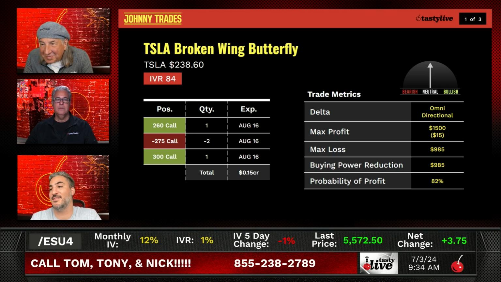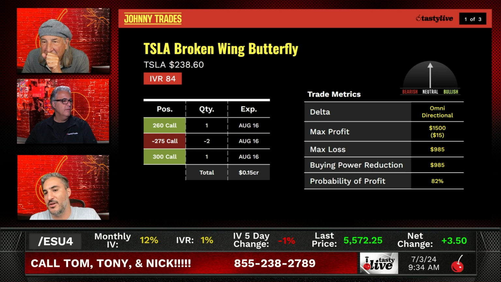I'm looking at Tesla. It's tough to participate in such a move that we've had. So I'm looking at a broken wing butterfly on the upside. This does go into earnings, but it's a pretty wide butterfly out in the August expiration. All right. Buying the 260, selling two of the 275s, and buying one of the 300s.